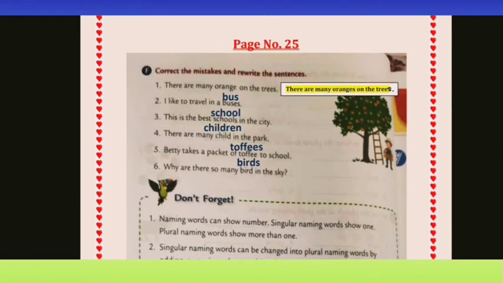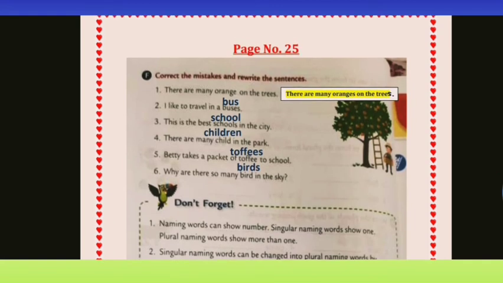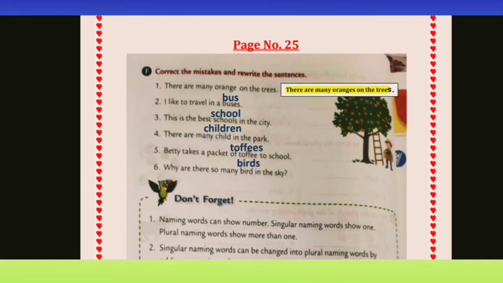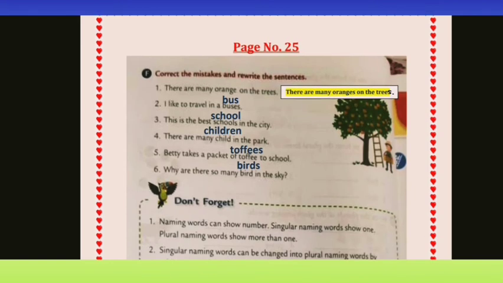Second, I like to travel in a buses. You are only one, and a is also coming. A denotes one, but here in this line buses is coming. So we have to change it in singular form. So bus will come. I like to travel in a bus. Students, write the complete sentence again. You will write, I like to travel in a bus. Just change that word in which mistake is there.